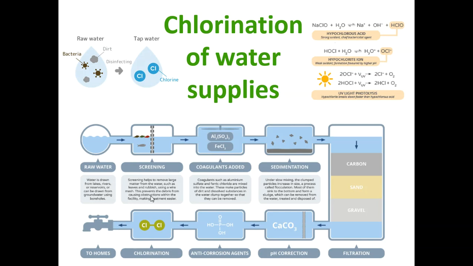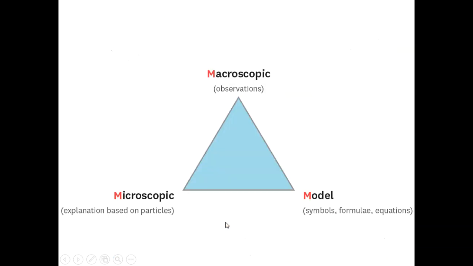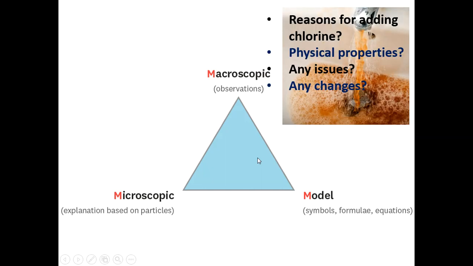But your main focus is going to be this chlorination section, although you would also be looking at pH correction as well as anti-corrosion agents. So you need to do the macroscopic, microscopic, and model level of chemistry. So think of reasons why we add it, the physical properties of chlorine, the issues that can result from using chlorine, and any changes.